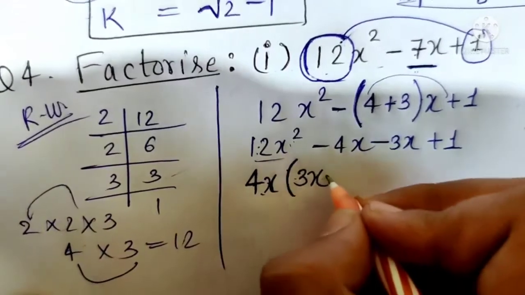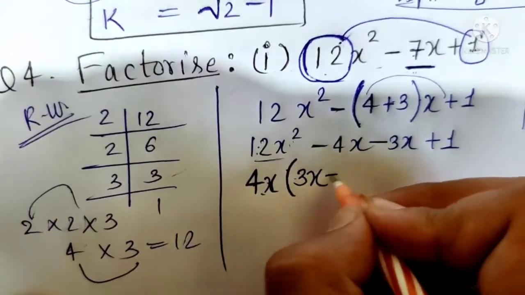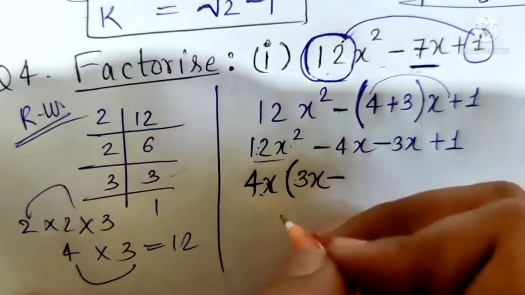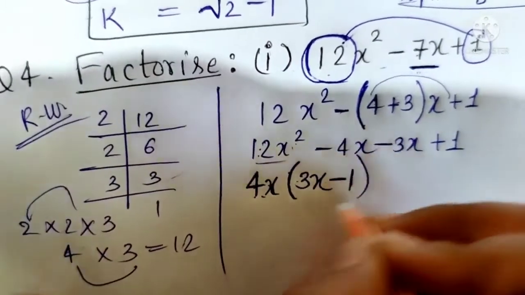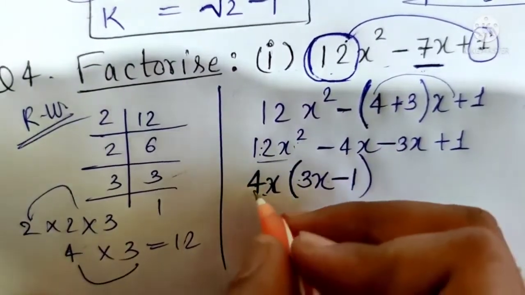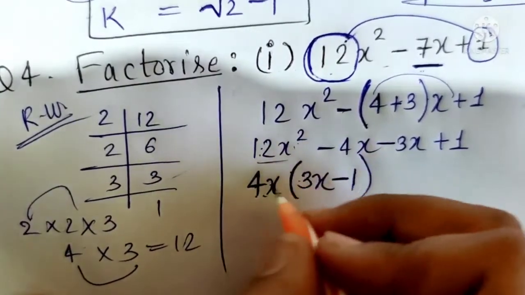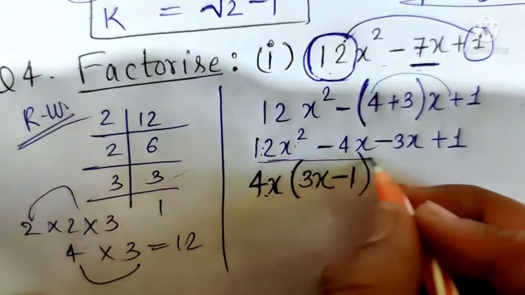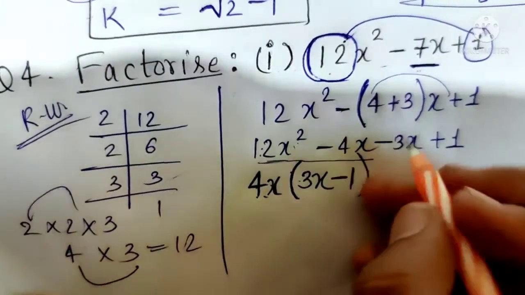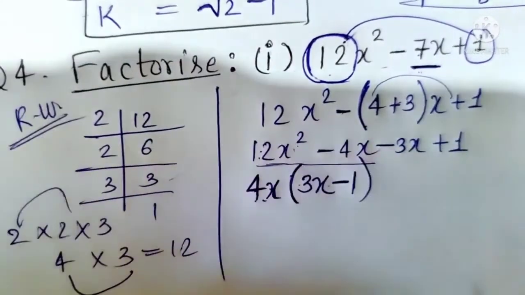Now what do I need? Minus 4x. So by which number should I multiply 4x so that I get 4x? 1 only. So I get 3x minus 1. See, 4 threes are 12 and x into x square. Then 4x times 1 is 4x. So this 12x minus 4x term comes here. Okay, now what is left? Minus 3x plus 1.